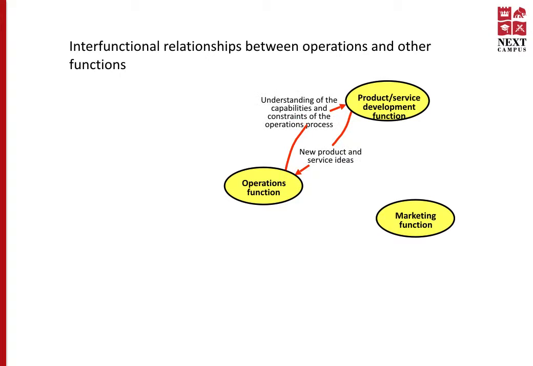When new product and service ideas are generated by the product and service development function, operations function helps organizations understand the capabilities and constraints of the operations process. When market requirements are generated by the marketing function, operations function helps the marketing function understand the capabilities and constraints of the operations process.